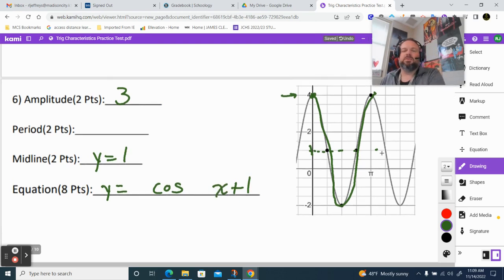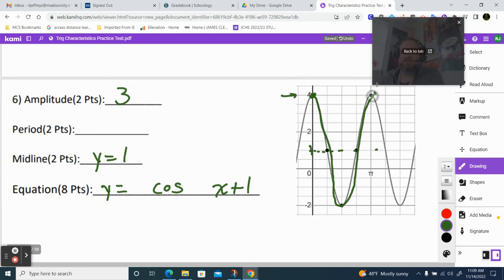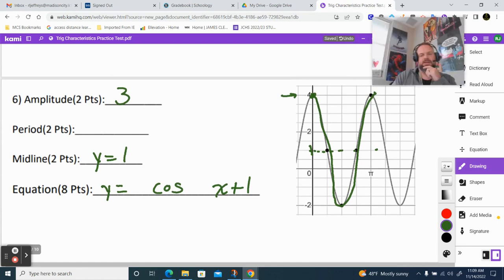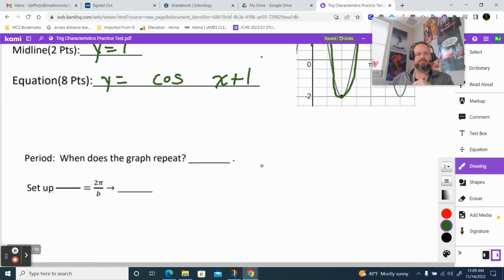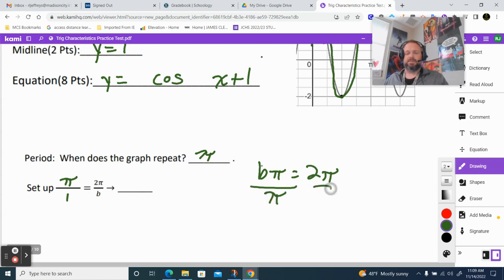So from when it starts to when it ends, this ends at pi. So when I set it up, this is pi over 1 equals this. It's a ratio. You cross multiply and divide. Well, this becomes b pi equals 2 pi divided by pi. B equals 2.